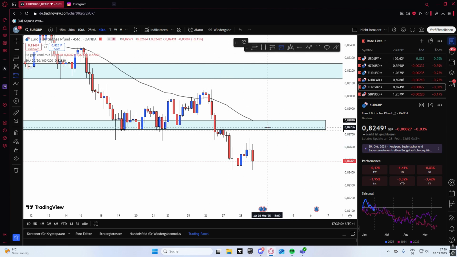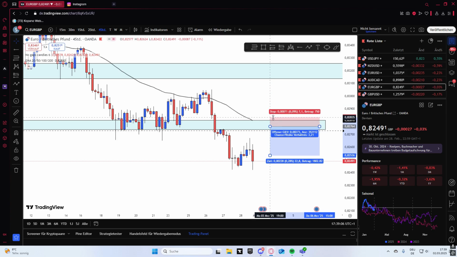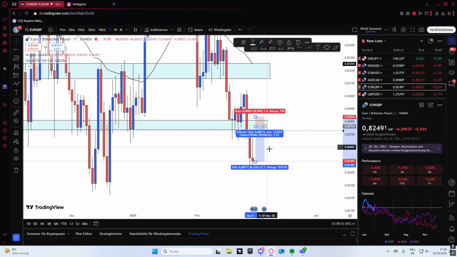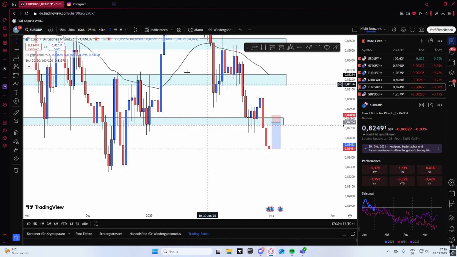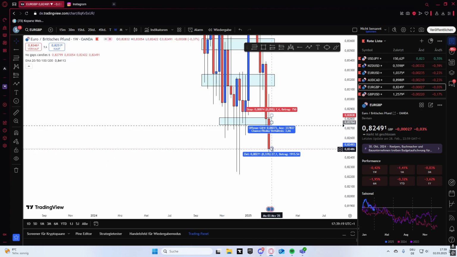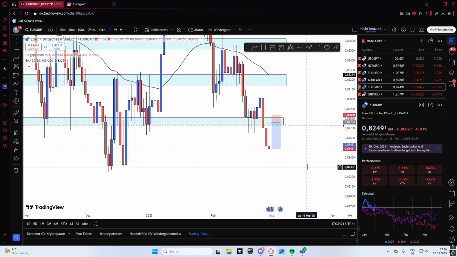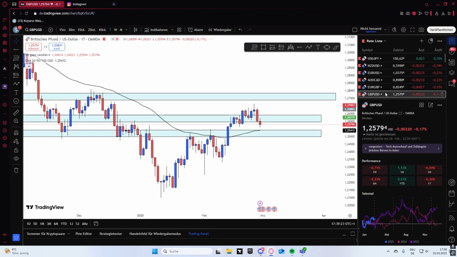My stop loss would be wherever structure is, and my take profit would be right around here at the daily structure, and also the weekly. Yes. My last one is GBP USD.